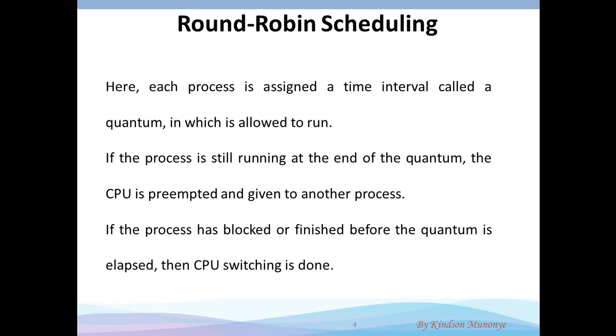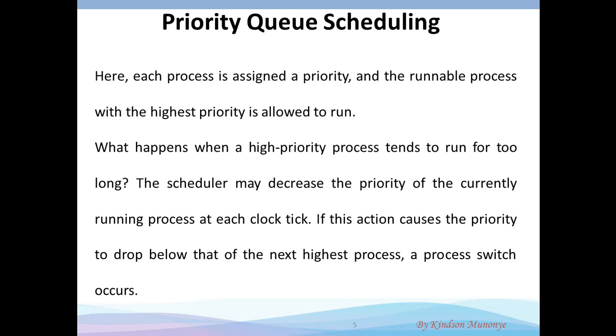Here, each process is assigned a time interval called a quantum. So it has this quantum of time to run. If it runs out of this quantum, the CPU is preempted and the process is moved out of the running queue, or even blocked, so that another process is run. In this round robin manner, all processes are run one after the other for the same amount of time.